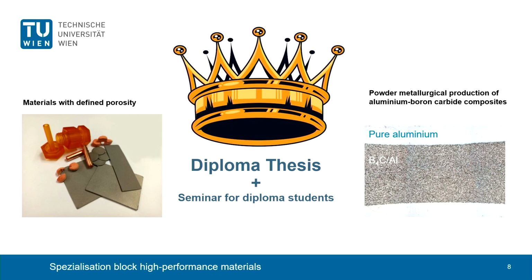Here I have given you two examples of diploma theses I have supervised in the last years: one with materials of defined porosity, where the student produced sheets of titanium and porous copper parts, and another one with so-called powder strengthened aluminium with boron carbide, which is used for storage of nuclear waste.